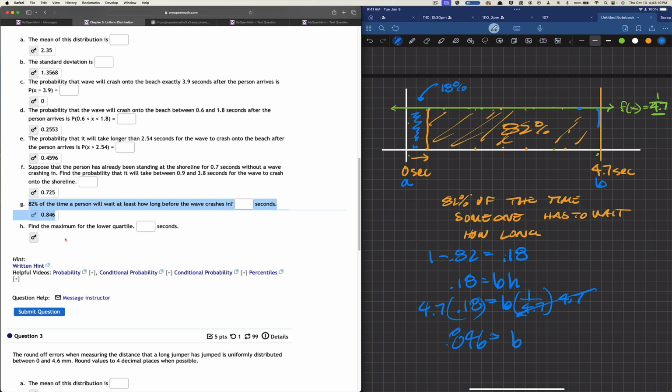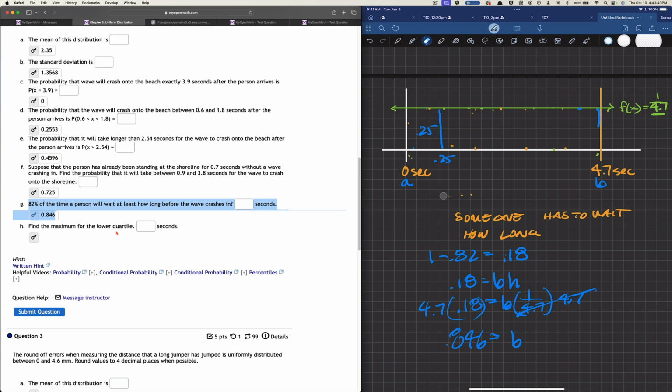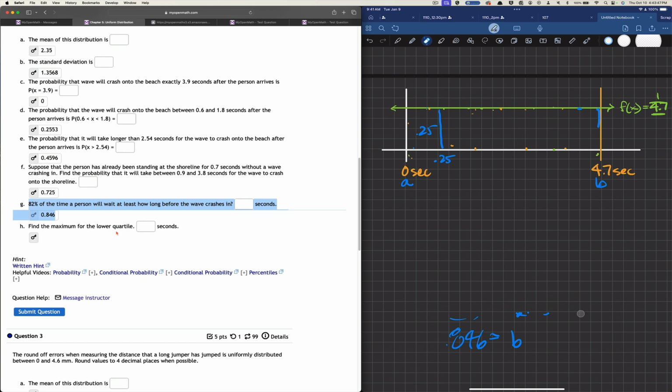This last part, find the maximum for the lower quartile. Maximum for the lower quartile. So they're saying the maximum time for the lower quartile. The lower quartile occurs at quarter, 25%. So I'm doing the same backwards thing now, except I'm not messing around with that language. I'm being told 0.25. This area is 0.25. And so actually this last part of this problem is the easier of the last two parts. It's easier to do the one before.